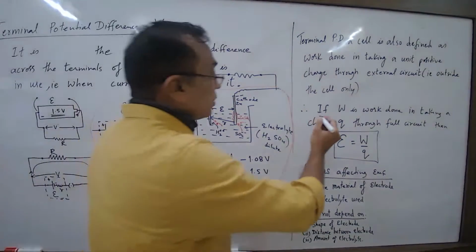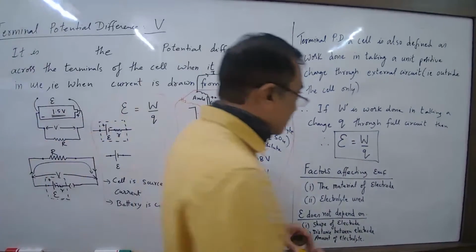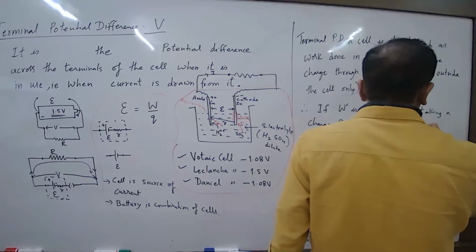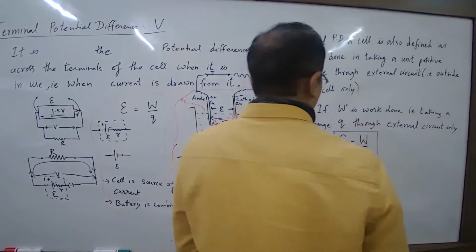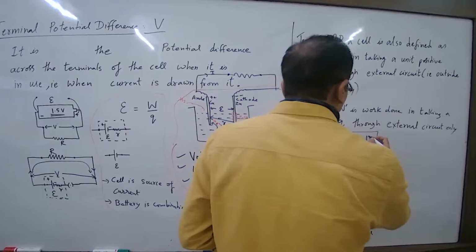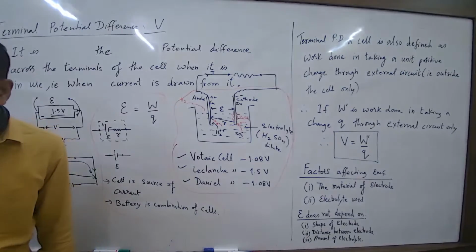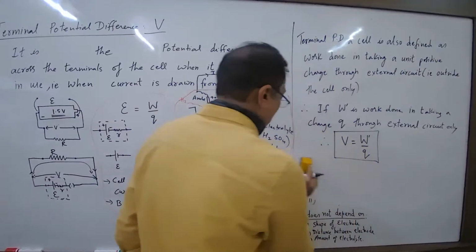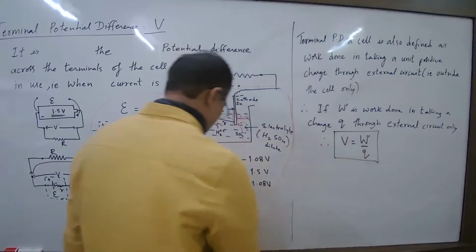So here we will say if W dash is the work done in taking a charge Q through the external circuit, then instead of E, now what is the symbol? V is equal to W dash by Q. Because now the work done is W dash. It has to be different then. Right.